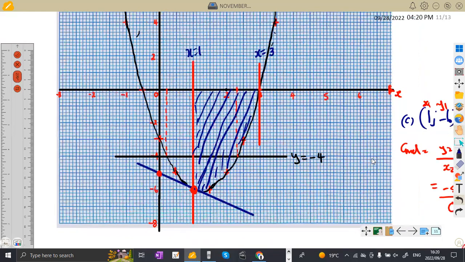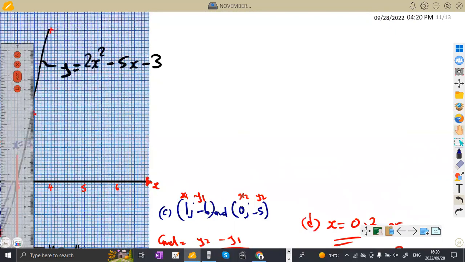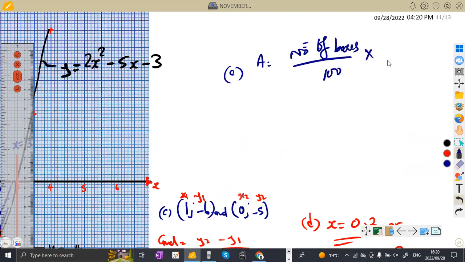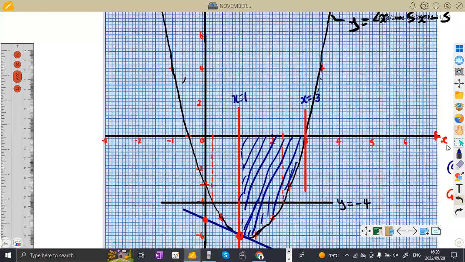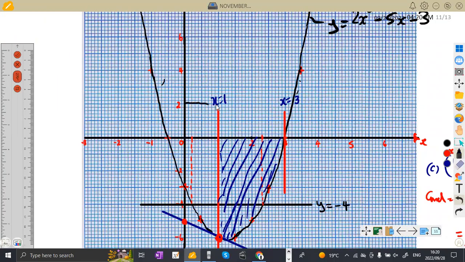So remember our area, this is E. Remember I told you area is equivalent to the number of boxes over 100 times the area of the unit square. The area of the unit square you calculate from the given part. So I calculated and got something like 291 over 100 times the area of the unit square, which is the square that you see here, the first square of your graph.